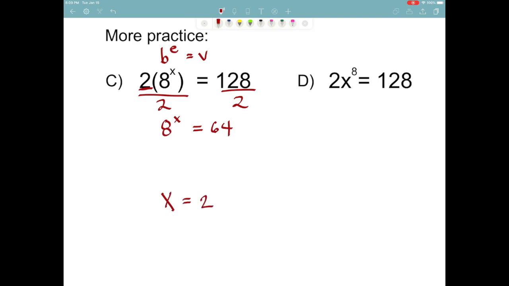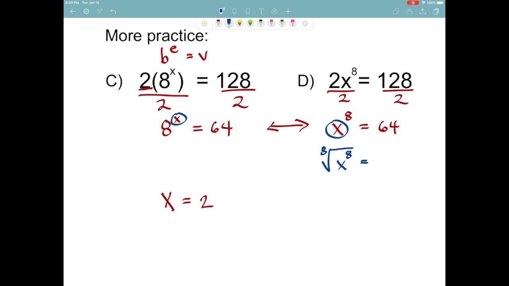For this last one here, we need to divide each side by 2. And what you'll see here is now we have x to the 8th power equals 64. So these ones here, when you compare them, the one on the left side, our x is in the exponent. The one on the right side, our x is the base. Well, we already know how to solve this. If we're raising x to the power of 8, we want to take the 8th root of each side. So we're going to take the 8th root of x to the 8th, but then we also have to do the 8th root of 64 to get our answer.